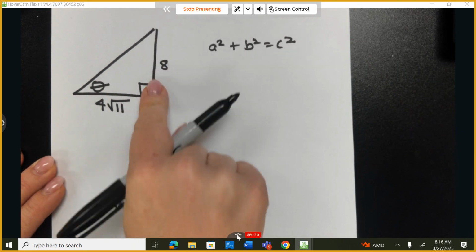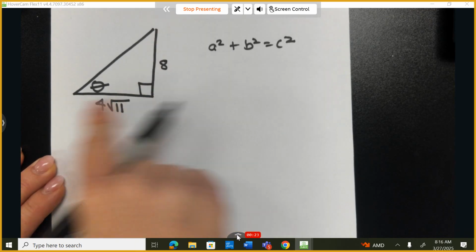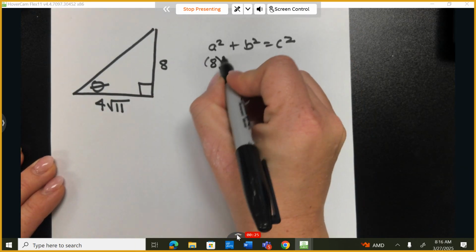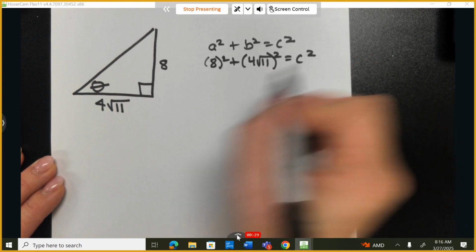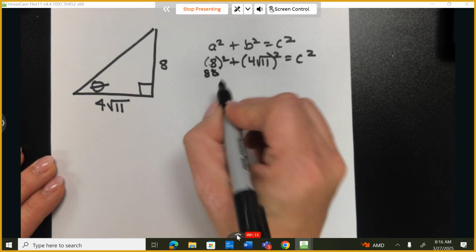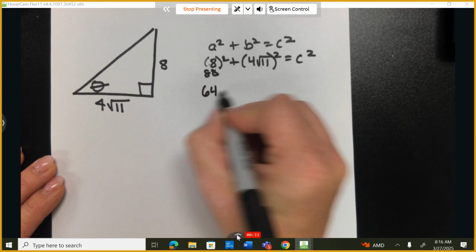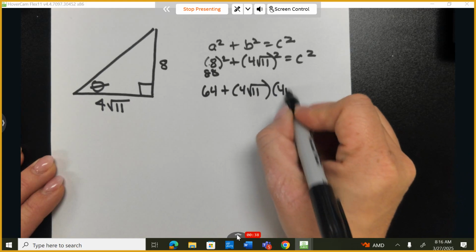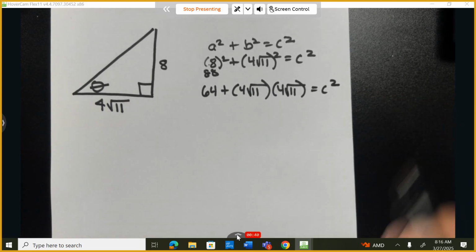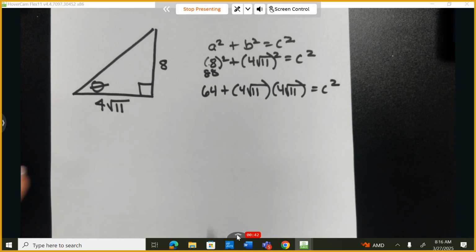It doesn't matter which leg I refer to as A and which leg I refer to as B. 8 squared plus 4 square roots of 11 squared equals c squared. 8 squared means 8 times 8. I know 8 times 8 is 64. I'm going to write this down twice. And this happened to be the reason why many of you made a mistake in correctly identifying the hypotenuse yesterday.